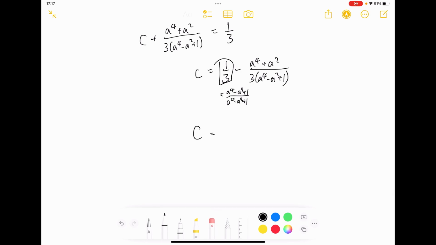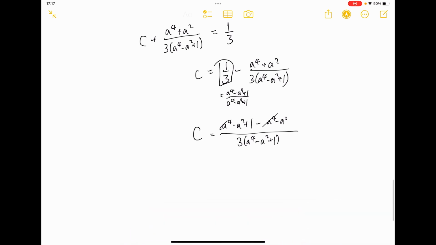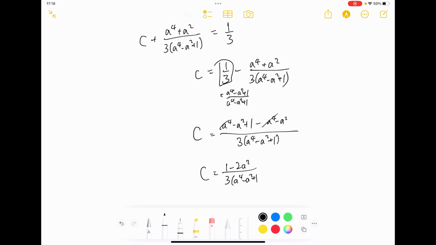That's a c. But c is, well, a to the fourth minus a squared plus 1 minus a to the fourth plus a squared. That's going to be divided by 3 times a to the fourth minus a squared plus 1. Yep, sounds right. And if we flip this sign right here, a to the fourth is going to cancel out, and we're going to be left with 1 minus 2a squared divided by 3 times a to the fourth minus a squared plus 1. There we go. That is c.